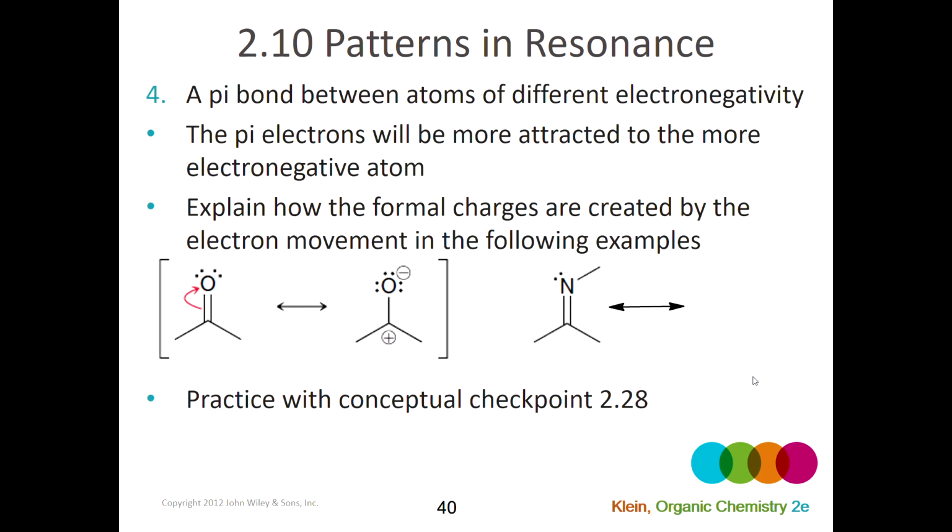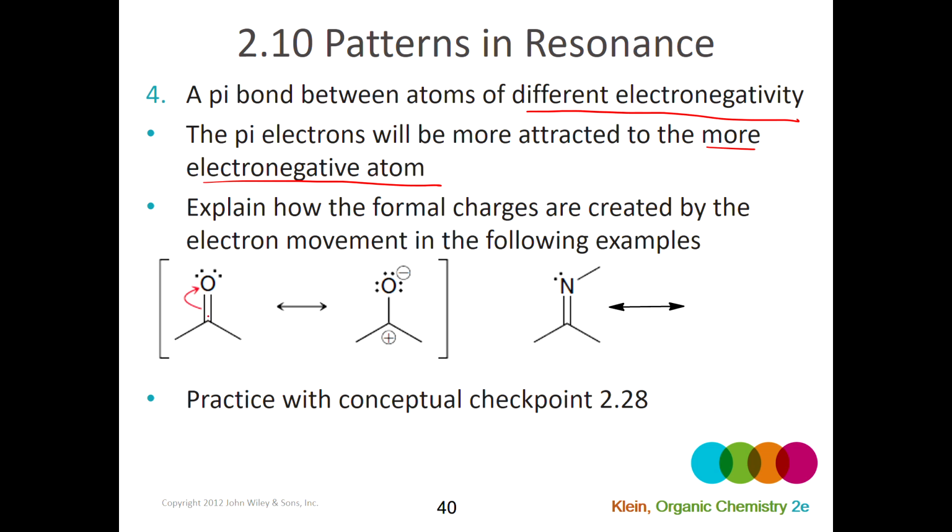The fourth type of electron movement or pattern is where I've got pi electrons shared between 2 elements with different electronegativities. I want to remember that the more electronegative an atom is, the more effectively it attracts electrons. So if that's really quick.